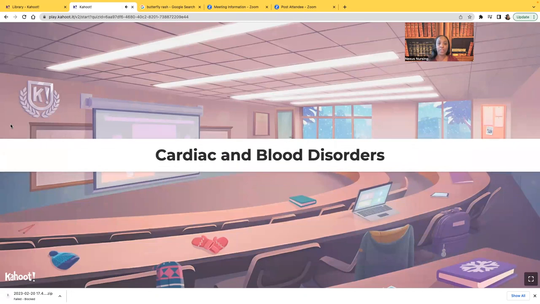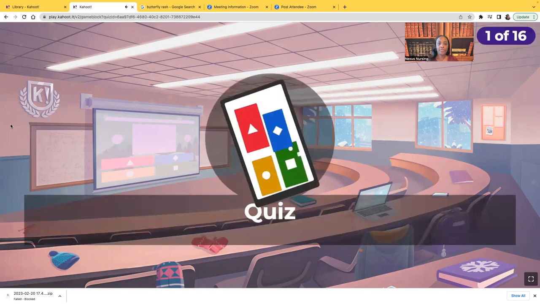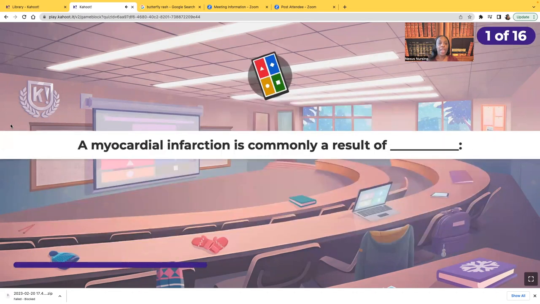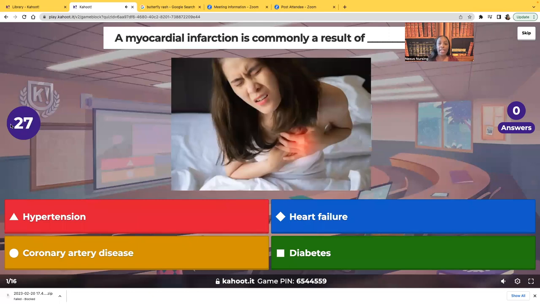Cardiac and blood disorders. A myocardial infarction is commonly a result of, is it hypertension, heart failure, coronary artery disease, or diabetes? What do you guys say?